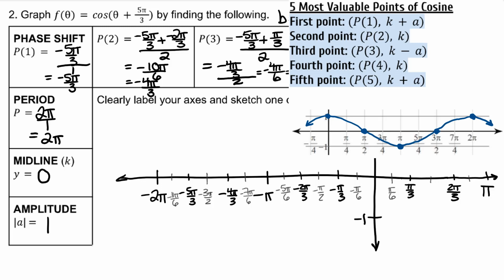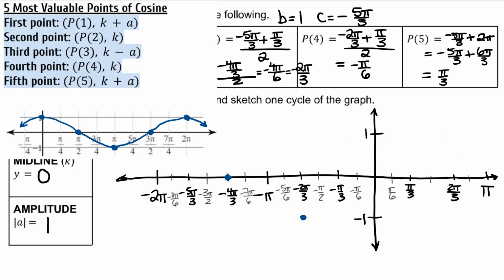For the y values, you can follow the formula I gave, or you can remember the general shape of the 5 MVPs for cosine. For example, cosine always starts up at its maximum. For P2, go down to the midline. For P3, continue to go down to the minimum. For P4, go back to the midline, and for P5, return to the max.